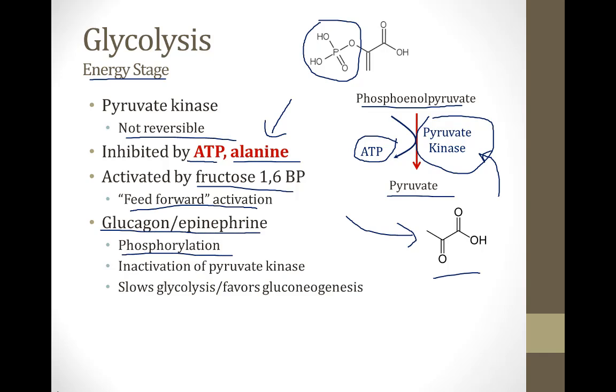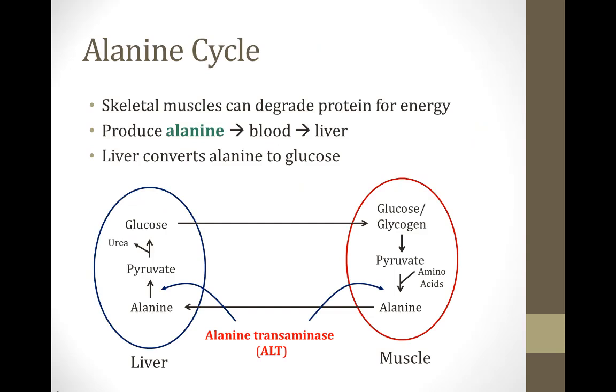This leads to inactivation of pyruvate kinase, and this slows glycolysis and favors gluconeogenesis. The reason that alanine is an inhibitor of pyruvate kinase, and therefore an inhibitor of the process of glycolysis, is because alanine levels represent a relative lack of glucose throughout the body. When skeletal muscles are wanting for glucose, they can degrade protein to use it for energy. A byproduct of degrading protein in skeletal muscles is the amino acid alanine.